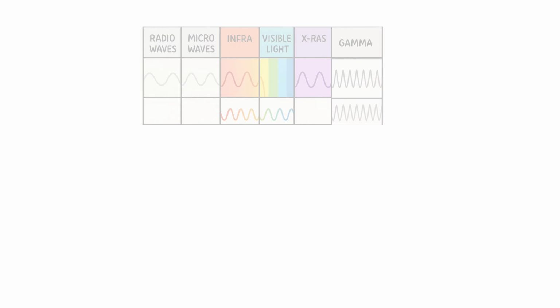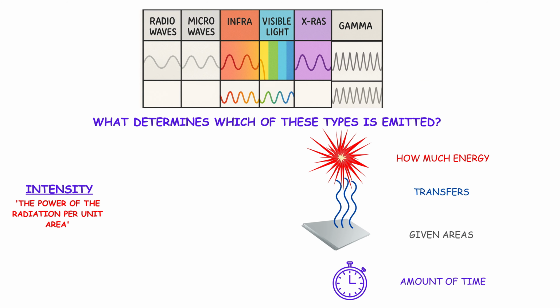To delve deeper into this concept, we need to understand that electromagnetic radiation exists in a spectrum composed of many types, ranging from ultraviolet and visible light to infrared radiation, each with its own unique properties. One key idea in this topic is intensity, which refers to the amount of energy that is transferred per unit area in a given amount of time. In simple terms, intensity measures the power of the radiation in a specific area.